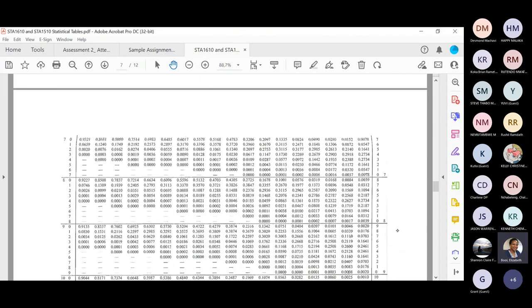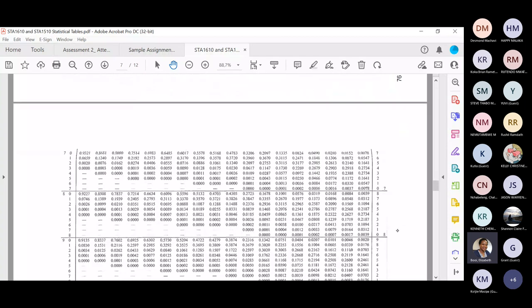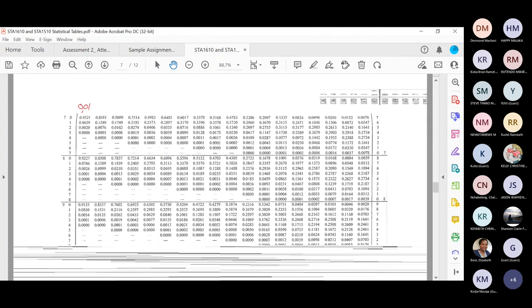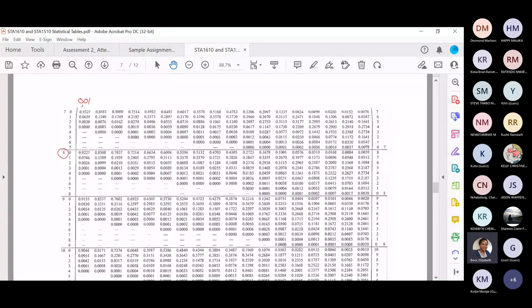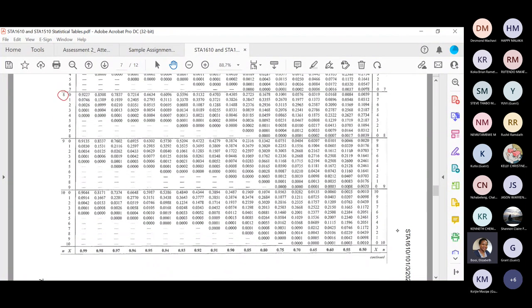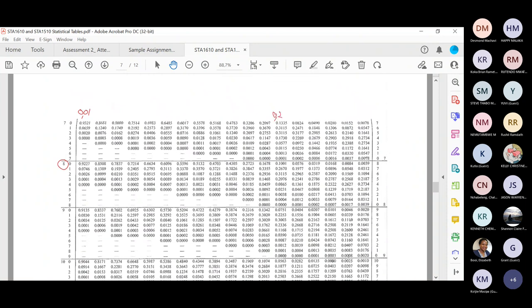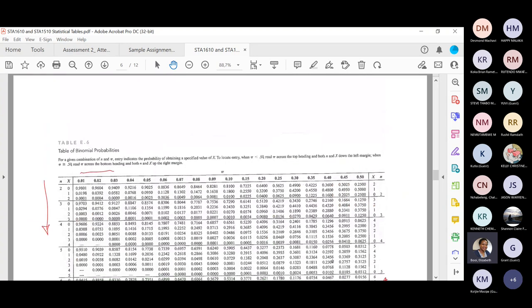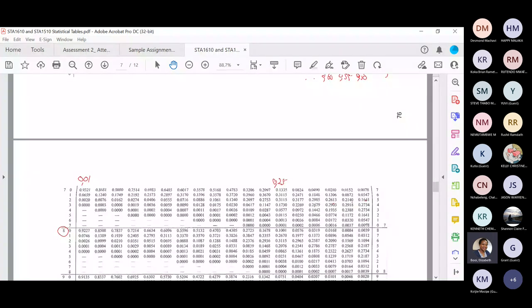Okay, so at the top here, we've got all these probabilities, 0, 0, 0, 0.01, and so on. We're looking for n of 8 and 0.25. I can count how many columns 0.25 is on: 1, 2, 3, 4, 5, 6. There we go, 0.25 and n is 8. So we're only looking for where x is 0 and 1.